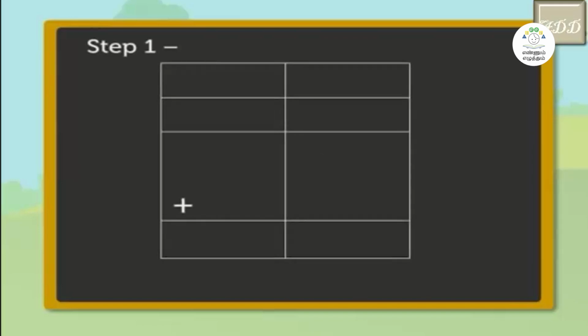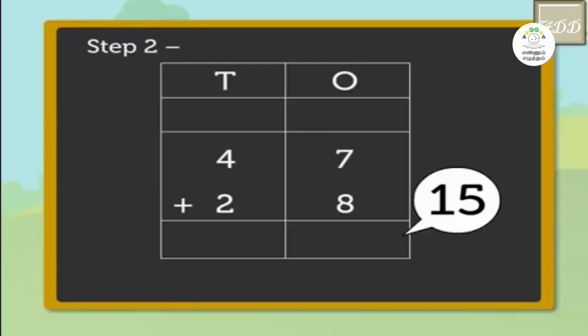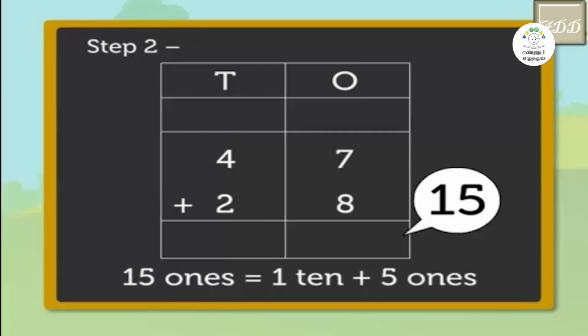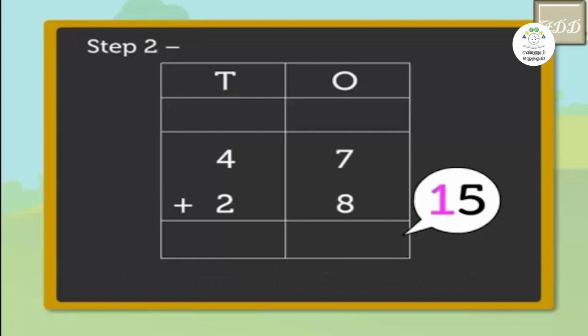Step 1. Write the numbers in the tens and ones columns. Step 2. Add the ones, that is, 7 plus 8 is equal to 15. Regroup the 15 ones, that is, 15 ones is equal to 1 ten plus 5 ones. Carry the 1 ten to the tens column and write 5 in the ones column.